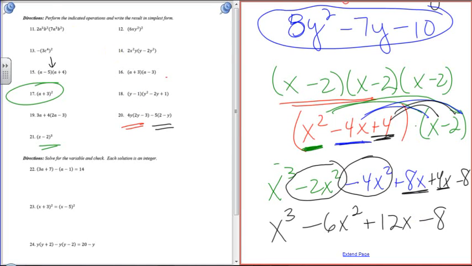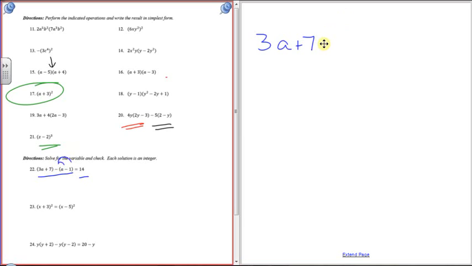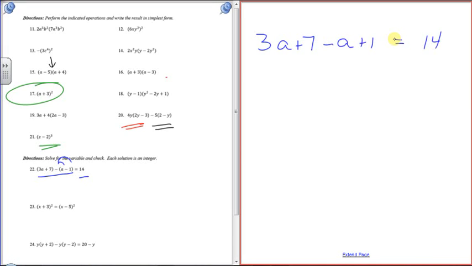3 more to go. Now we're back to solving, which means we're going to find whatever number x is, and it happens to tell us that each x is an integer here. That's nice. Don't always expect it to work out that way. We're back to clean up the left and then clean up the right. Cleaning up the left, I'm going to write 3a plus 7. There's a negative there, so we're going to be distributing it. So that's a minus a plus 1 is equal to no cleanup on the right.